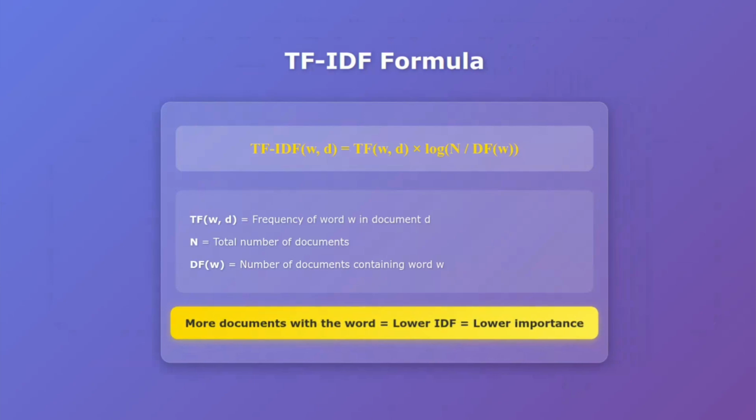The logarithm here is just a mathematical trick to smooth the values. What matters is the intuition. Divide total documents by how many contain the word. If a word appears in every document, you divide by a large number, getting a small IDF. If it appears in just one document, you divide by a small number, getting a large IDF. The result? Important, unique words get higher scores.